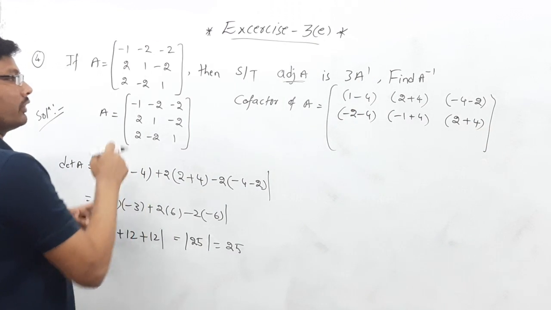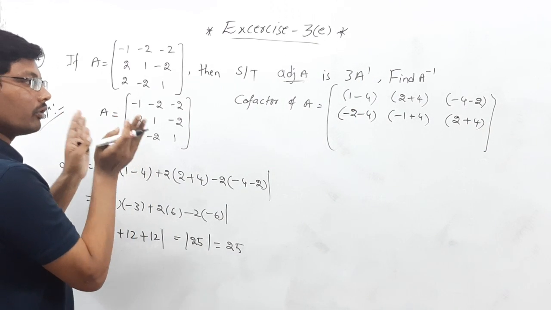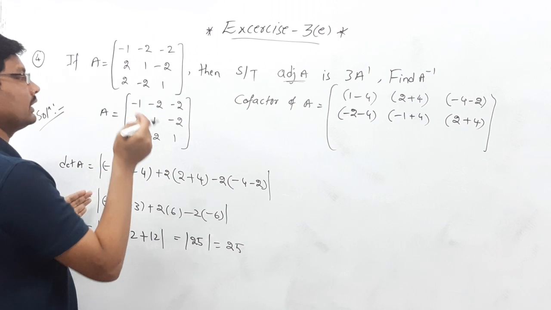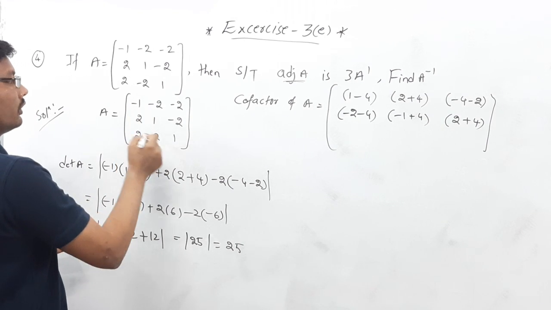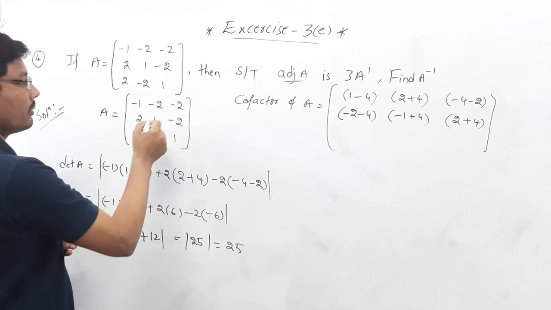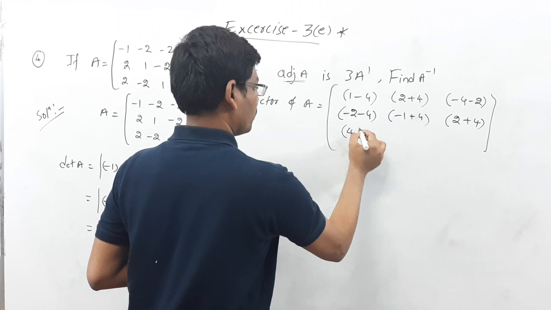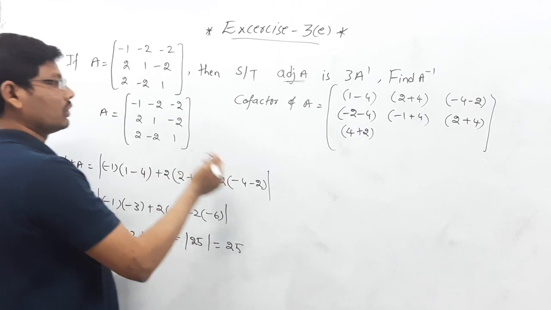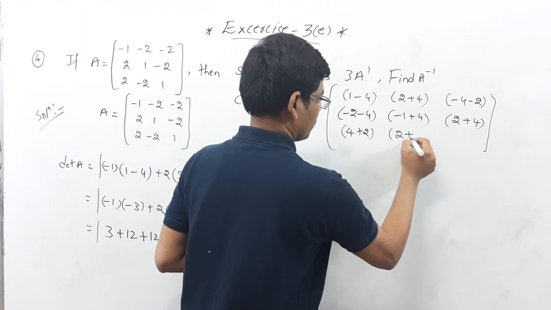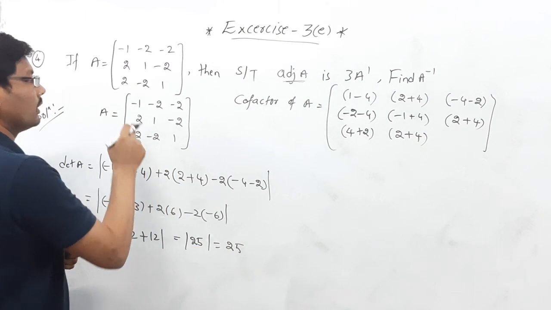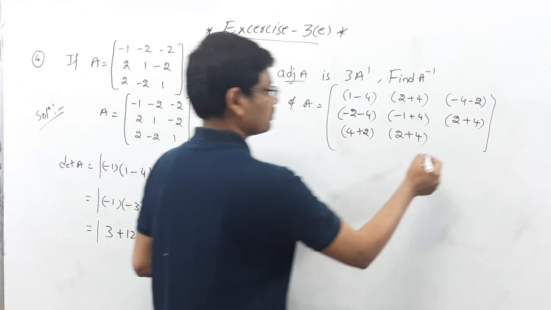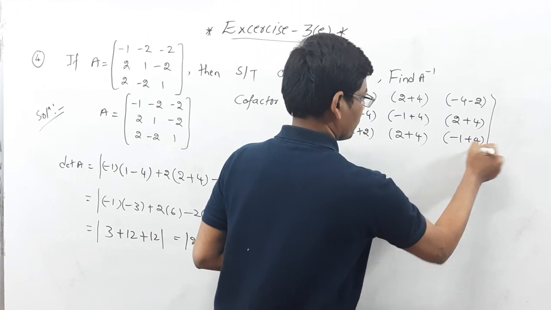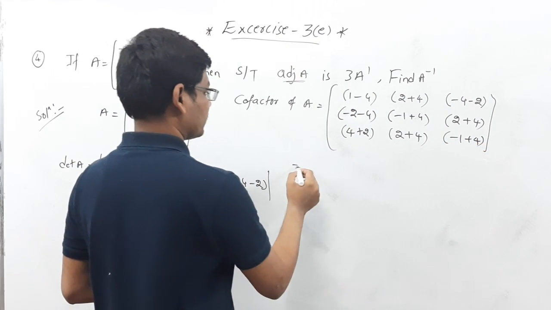Next, observe carefully, I am multiplying the terms, elements and multiplying symbols also. So for 2 4 plus 2, and for minus 2 2 plus 4. Next, 1 minus 1 plus 4 and cofactor of this one.